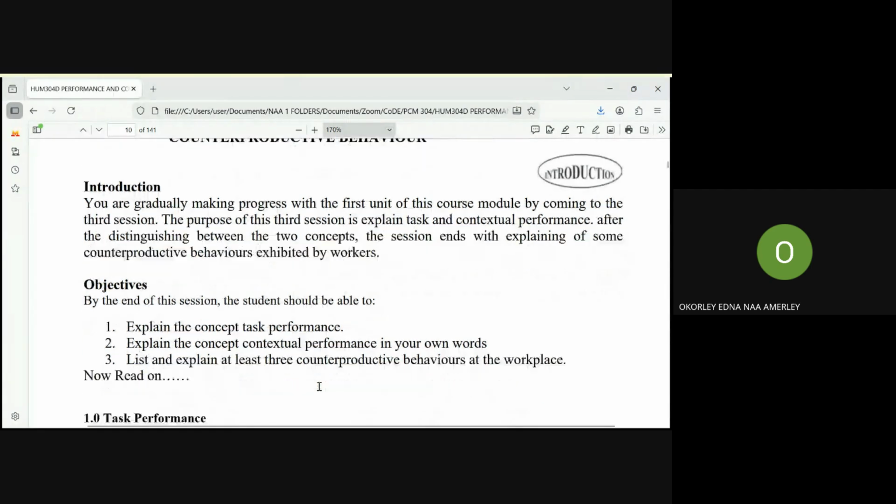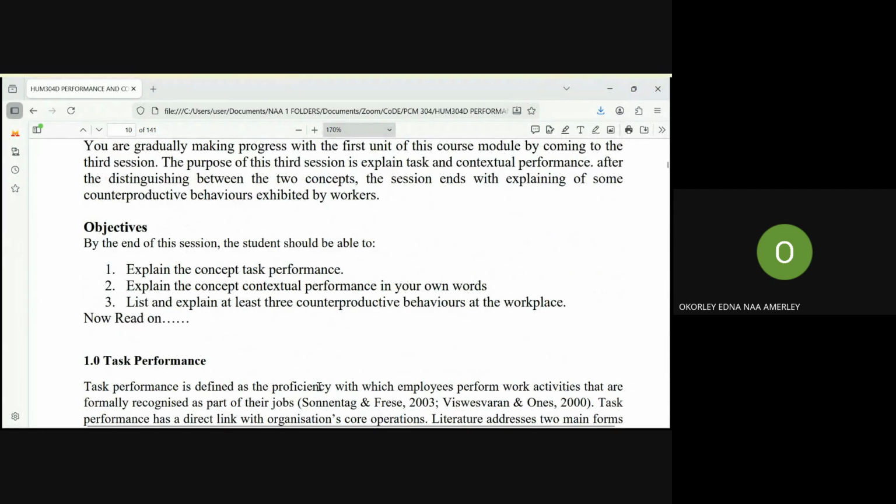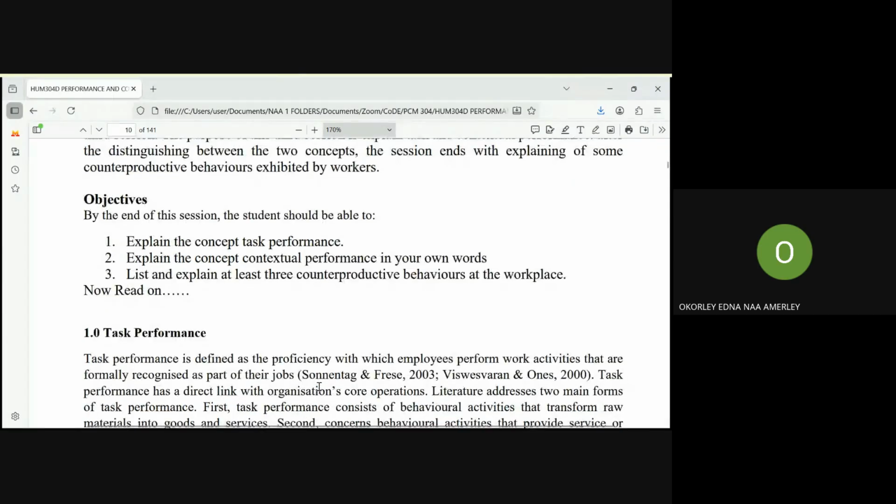So at the end of this session, we should be able to explain the task performance concept, explain the contextual performance, and then also explain some counterproductive behaviors in the workplace.